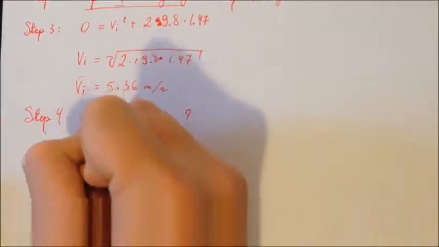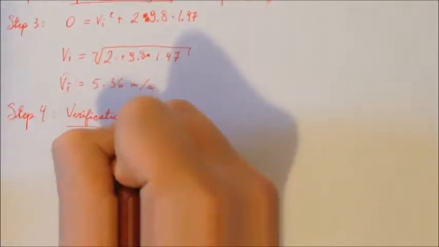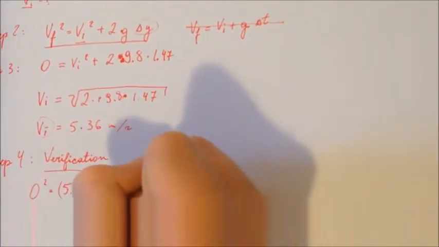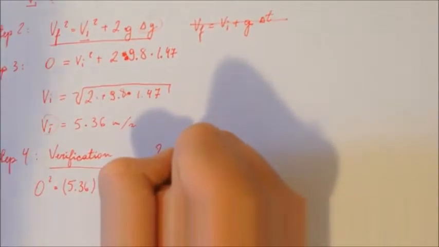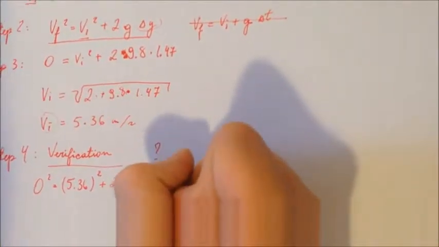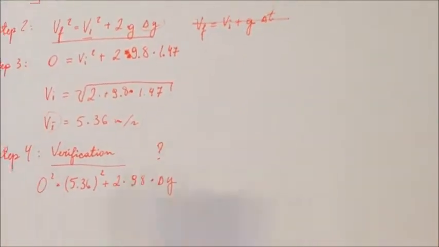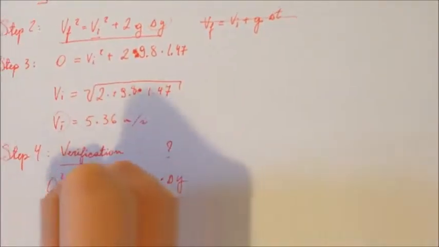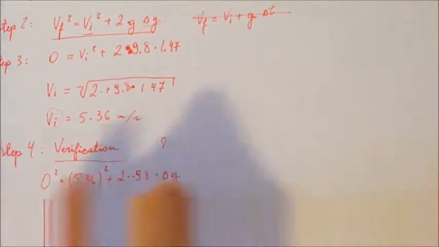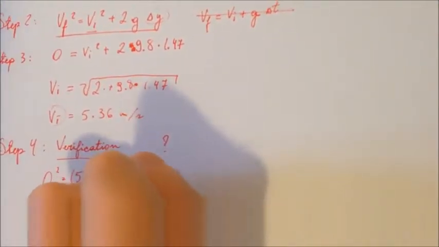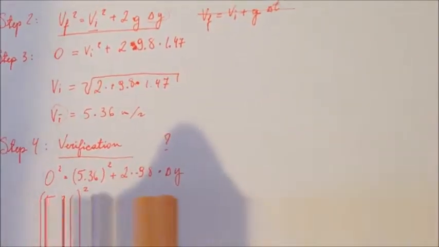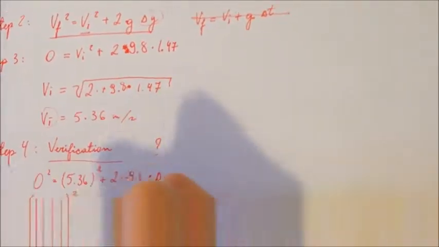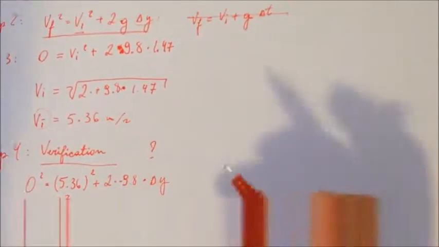So it's going to be 0 squared again, but this time with 5.36 meters per second squared, plus 2 times 9.8 times delta y, which is unknown now. So we're going to move over everything that's addition first. So this is going to give you negative 5.36 squared, and then it's going to be divided by 2 times 9.8 to give you delta y.